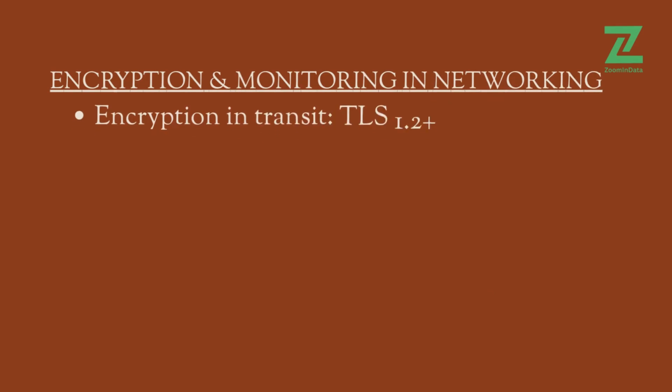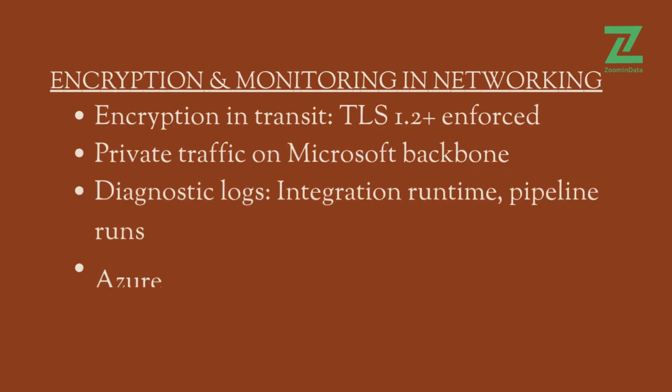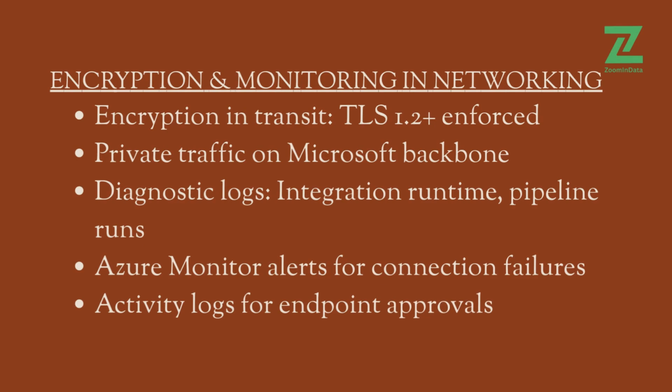Even with private networking, encryption remains robust. TLS 1.2 and higher is enforced for all traffic in transit. Since private traffic travels over the Microsoft backbone, it's inherently more secure.